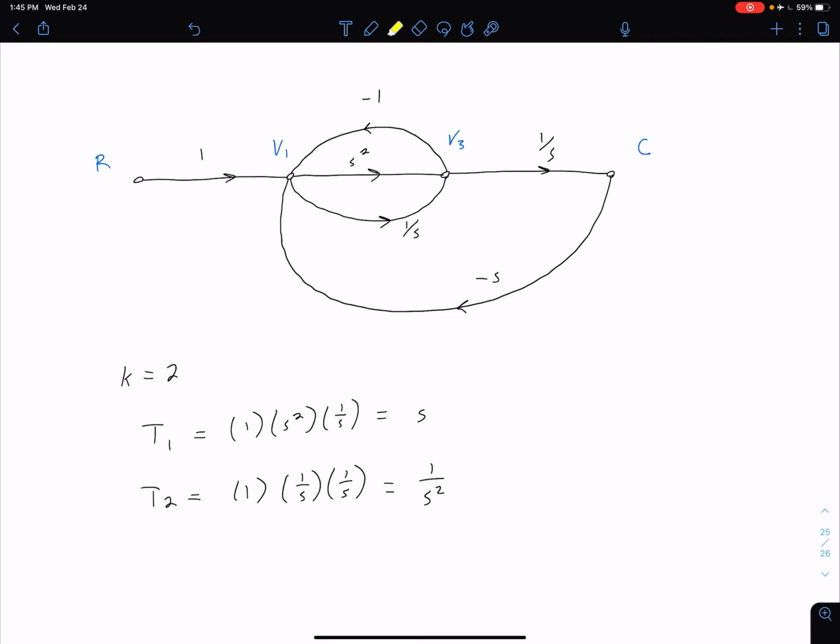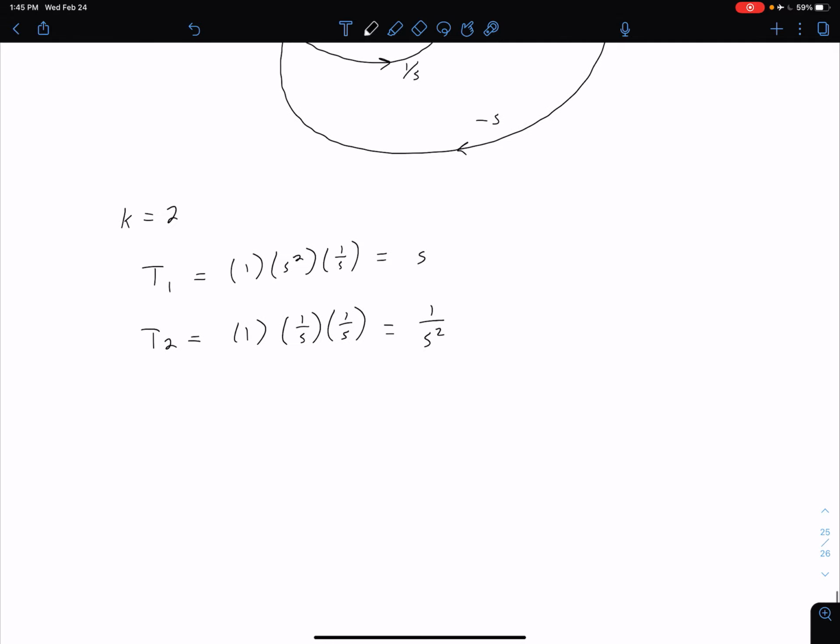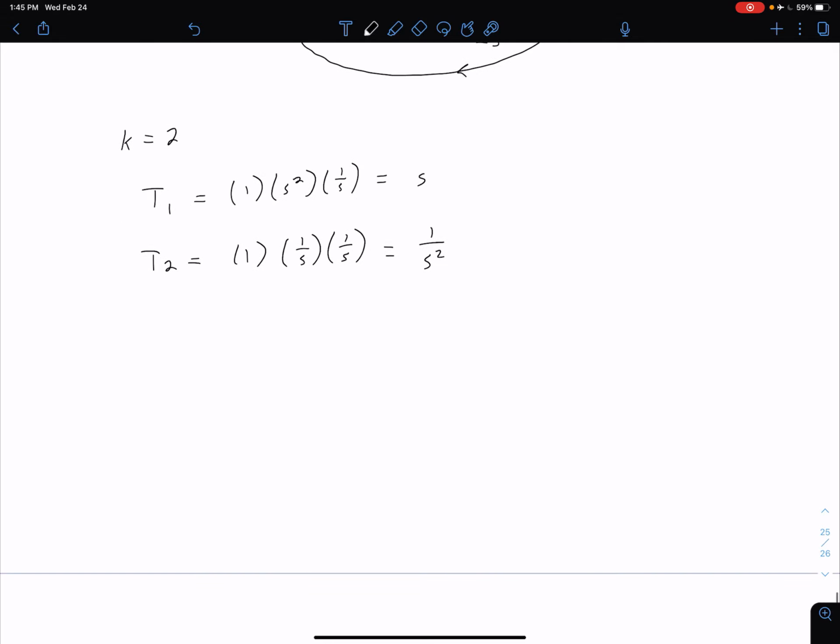In this case, we actually have 4 loops. So we have one loop here, one loop here, one loop here, and finally one loop here. Again, remember our definition of a loop: we're starting and ending at the same point and not going through any node more than once. We notice that all of these loops share node V1, so they're all touching loops. We have 0 non-touching loops. So let's first write our 4 loop gains.